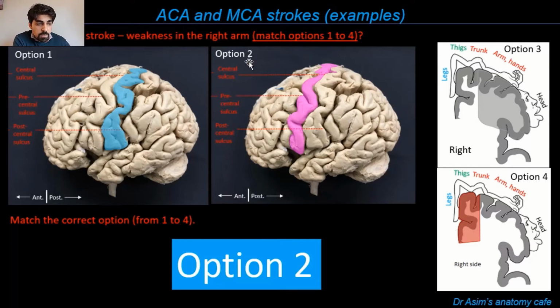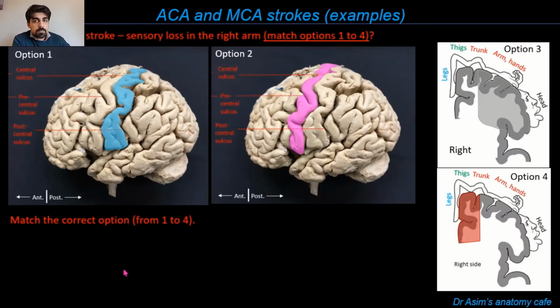Now we have to choose between option 1 and option 2. We can see over here that this region is the precentral gyrus between the central sulcus and the precentral sulcus. So this is our primary motor area, and this region over here is the postcentral gyrus, which is the primary sensory area, between the central sulcus and the postcentral sulcus. Since the patient presents with weakness and the sensory information seems to be intact, this means that the precentral gyrus would be impaired, and therefore option 2 is the correct answer.